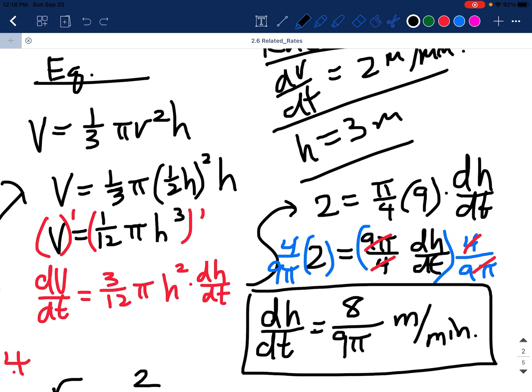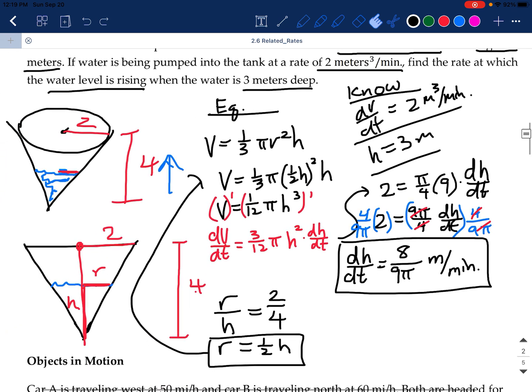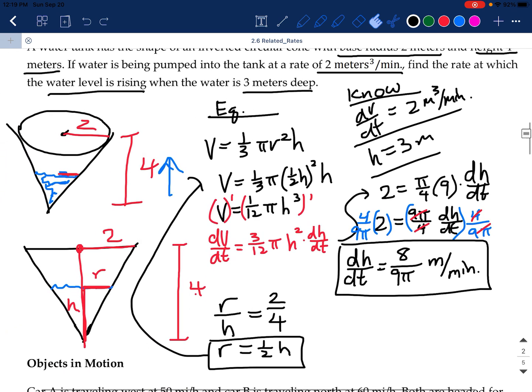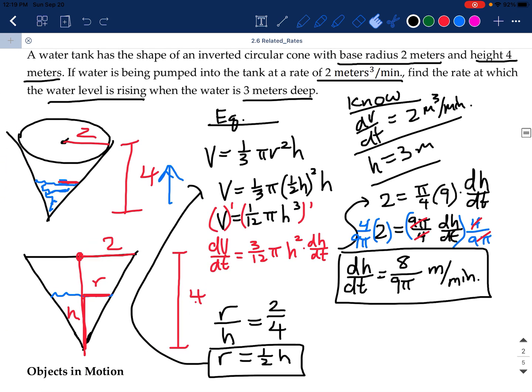So if it were the rate of change of like area, then we would have meters squared. The rate of change of volume is going to be meters cubed, so be careful with your dimensions. So that's what we end up with for that example. Again, a very standard introductory example using cones.